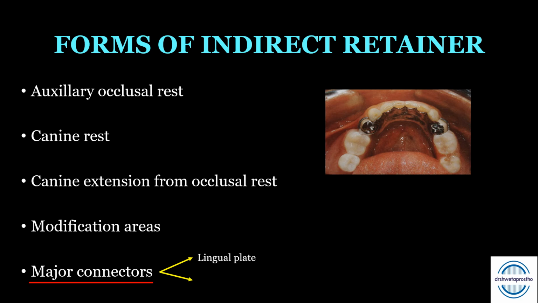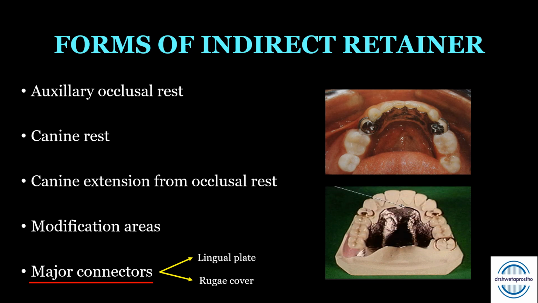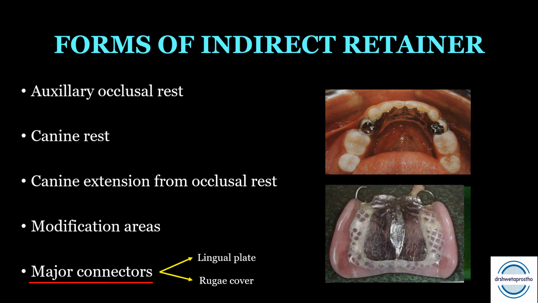In the maxillary arch, the rugae cover acts as the indirect retainer. As the rugae area is firm, it is well situated away from the fulcrum line and also gives good support. So the complete palate and the horseshoe shaped design can provide the indirect retention.